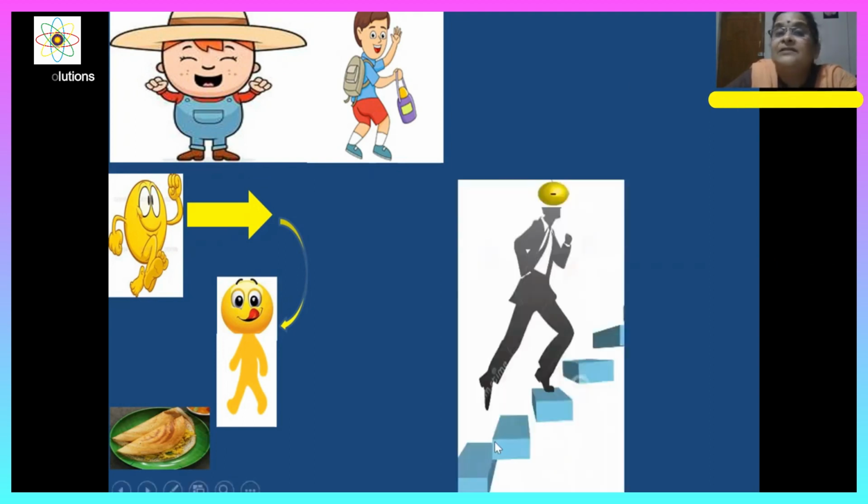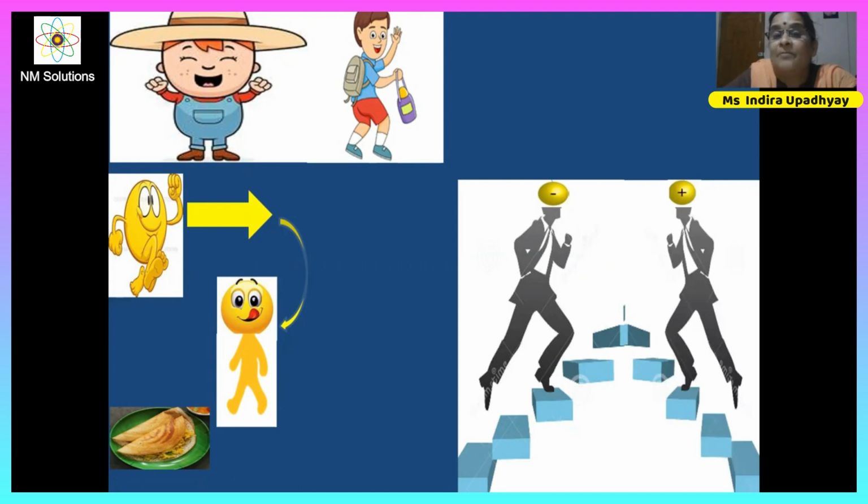For example, this is a personification of a negative number. If it is added to the counterpart of the same on the other side of the number line, that is the positive number, then both of them added will give you a zero. That means they actually destroy each other.